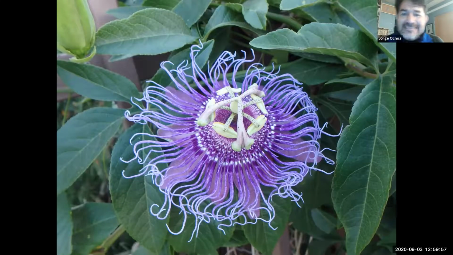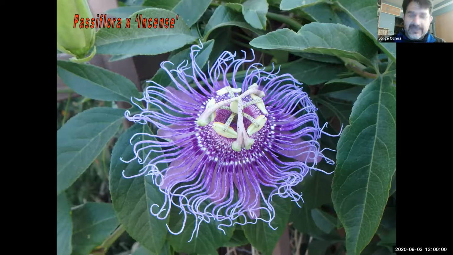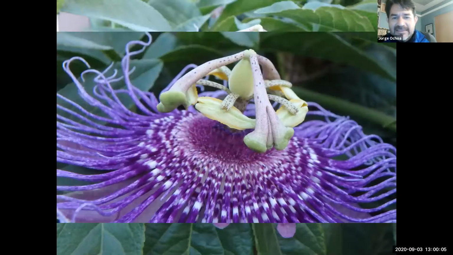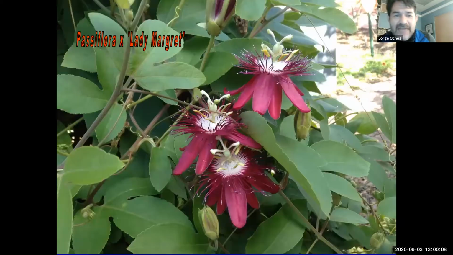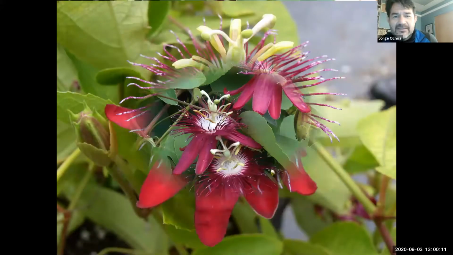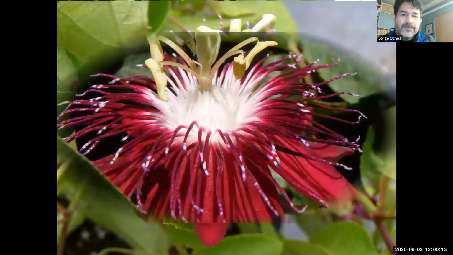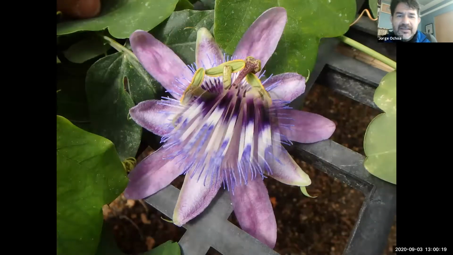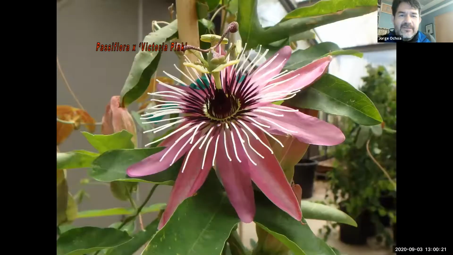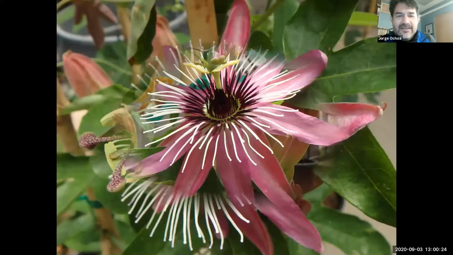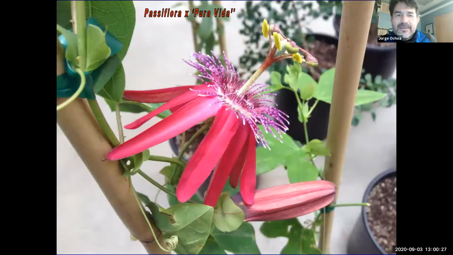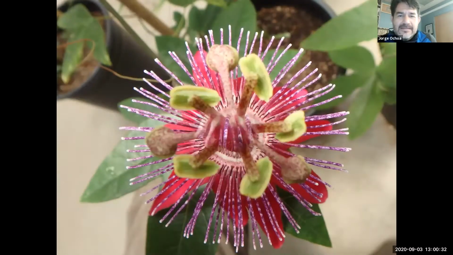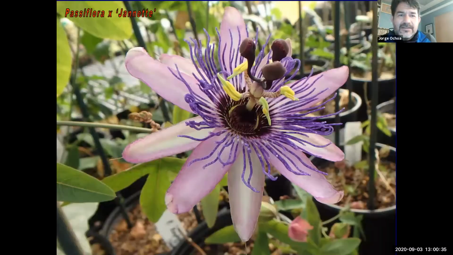This is Incense, which is really popular out there in cultivation. Very fragrant. So if you want easy passion flowers, just yank a couple from the garden, and you have them. Lady Margaret right here is also often available in the nurseries. Betty Miles Jones right here, and Victoria Pink right there. And here's Pura Vida. There are going to be different kinds of that one. And there's a close-up of Janet.